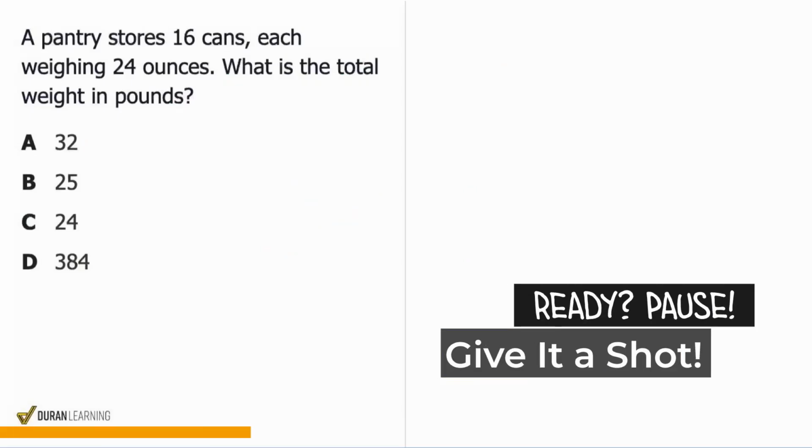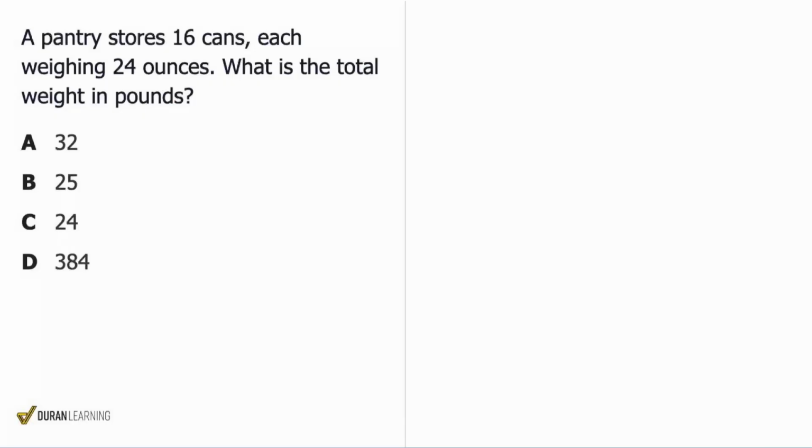Let's take care of this next question, where the first thing we look at is the question sentence. And it says clearly that we want the total weight, but even more clearly and specifically, we want the total weight here in pounds. We want it in pounds. So let's go ahead and just understand what we're going to need to do.